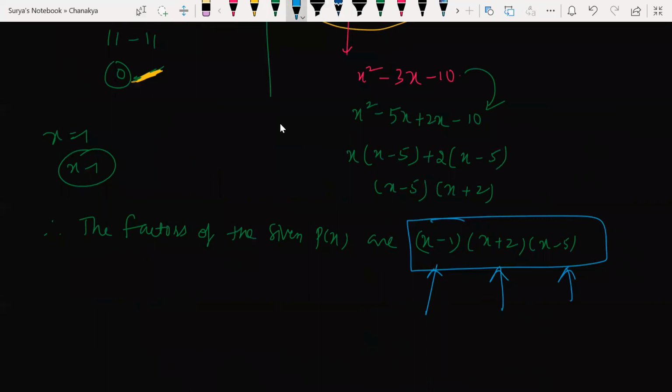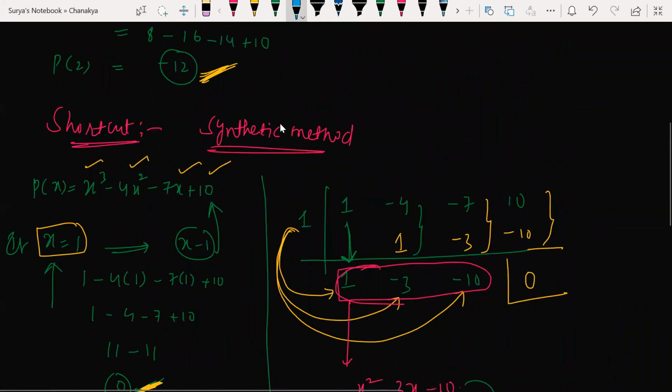Understood, guys? Any doubt? No doubts. Very, very simple. So this is the synthetic method to factorize.